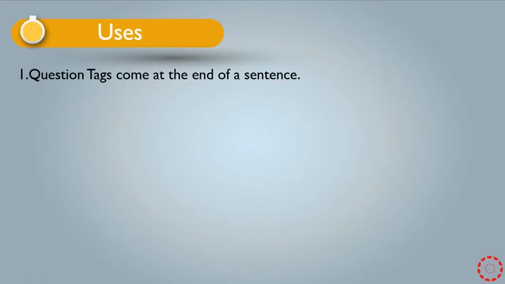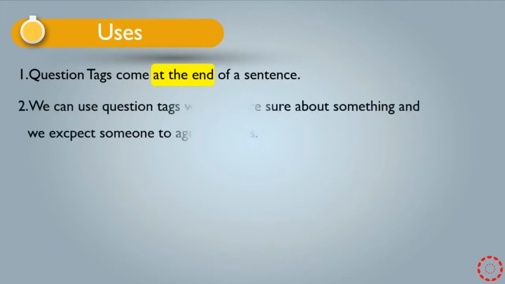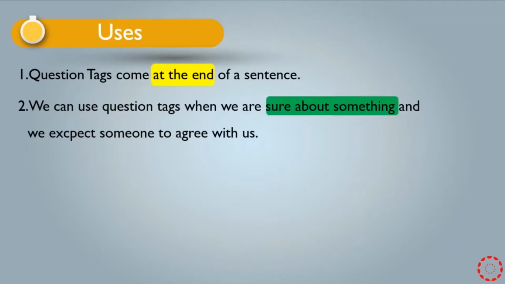The uses. Question tags come at the end of the sentence, okay? First of all, you have to know that question tags or tag questions, there is no difference between them, come at the end of a sentence. We can use a question tag when we are sure about something and we expect someone to agree with us, okay? So it has two uses or two recognizing points.